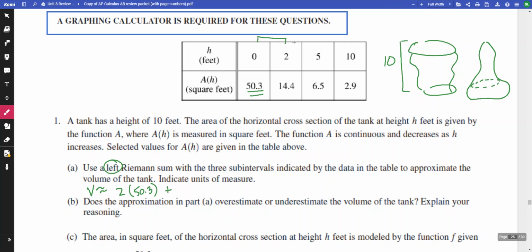Plus the next interval is a width of 3. On the left side is 14.4. And then plus the last interval is the width of 5, and on the left side is 6.5. And that's going to be feet times feet squared, which is going to be feet cubed. So what I have then is my left Riemann sum with my approximation.